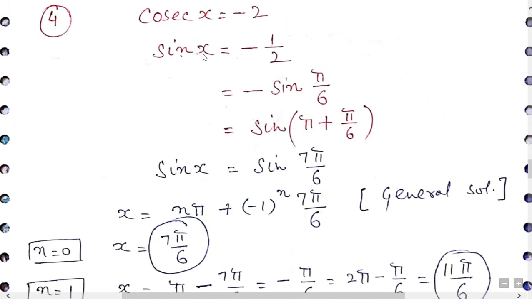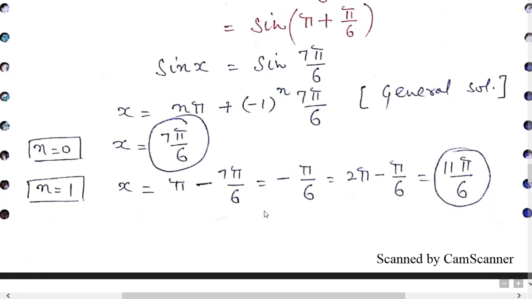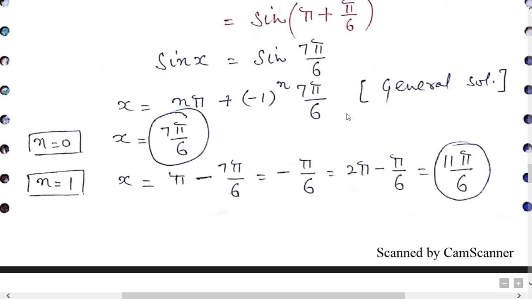Similar is the case here. I think you can do it easily now. Secant x is given to you, then convert it into sin x, then the angle is 7 pi over 6 because of the negative sign. Then insert the value in n pi plus minus 1 raised to power n times 7 pi over 6. If n is equal to 0 or n is equal to 1, these values are there, otherwise this value is there. That is the general solution.